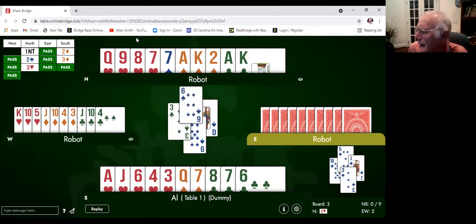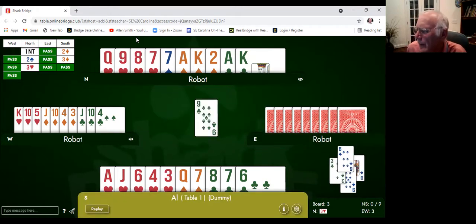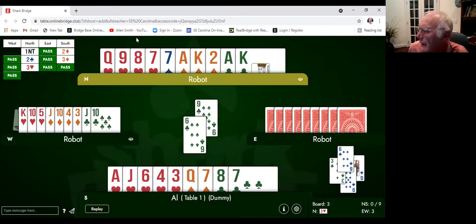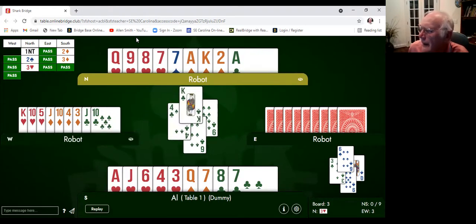East comes back and says, okay, my partner wants a club, and leads a club back to his partner. Because they led the second highest, what West is going to do is just go ahead and play low. And the declarer takes the ace.